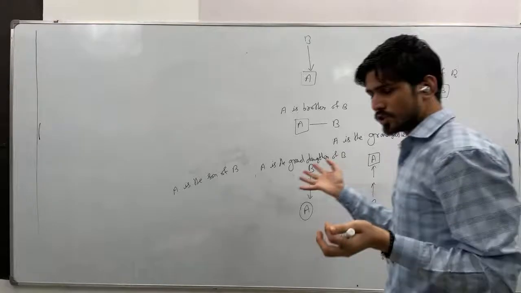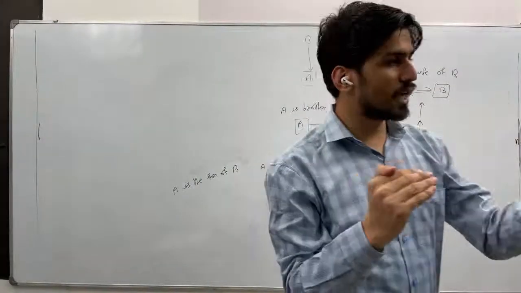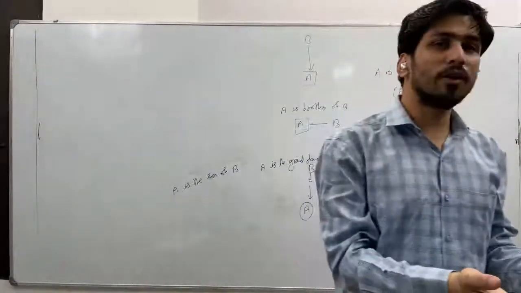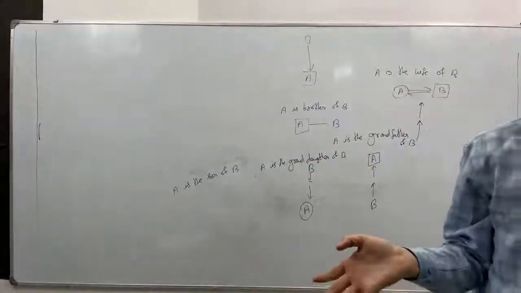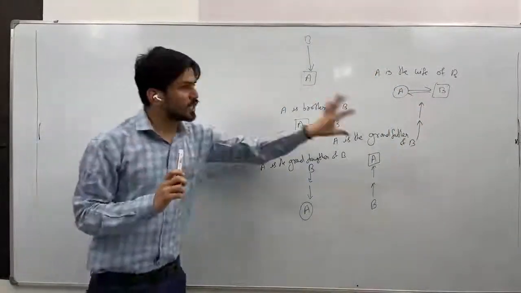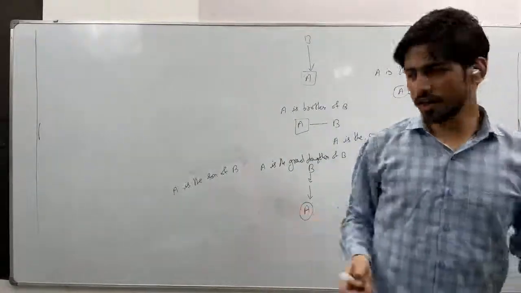Now we'll solve a couple of questions. You will be given a tree diagram, and with the help of the tree diagram, you will be asked, okay, what is the relation between this and this? When you have the tree diagram with you, then you can easily answer, right? So this is where the tree diagram comes in handy. From here, you can easily connect the dots and easily tell what is the relation between this one and that one. Clear?